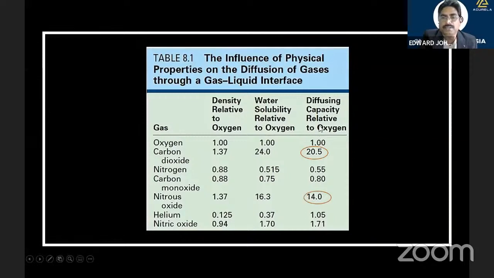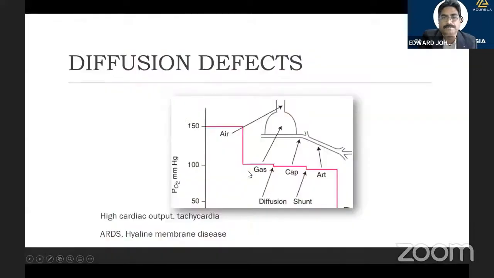But when you see the diffusion capacity, helium's diffusion capacity is similar to the oxygen. So heliox is useful only for the obstructive pathology of the lung, not the diffusive pathology of the lung. That is the inference, because the diffusion capacity is similar to the oxygen. It can be used only in the obstructive pathology of the lungs. So coming to the diffusion defect, now there is an alveolar capillary difference of the partial pressure. So this is due to the diffusion defect. It may be hyaline membrane disease or ARDS.